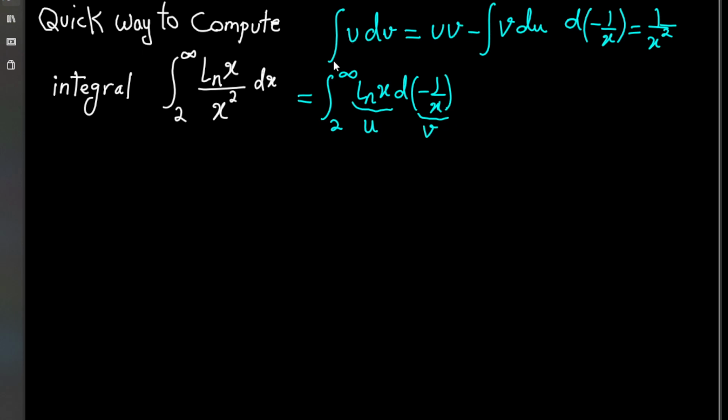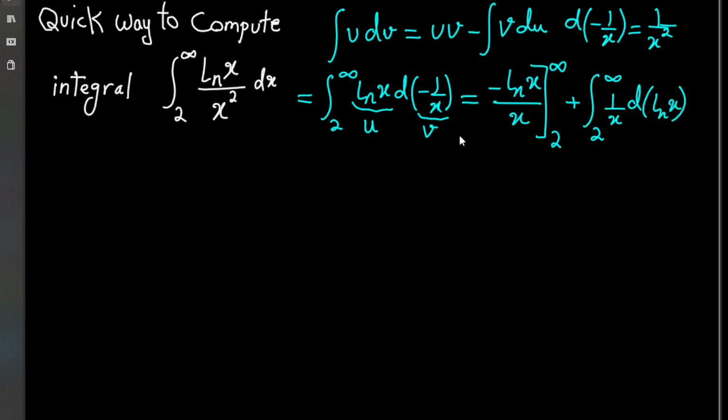So now we have the integral of u dv. I can restructure it in this form, and therefore it gives me uv, which is ln x times minus 1 over x, so negative ln x over x, from 2 to infinity, and then we have minus the integral of v du. v is minus 1 over x, so minus minus becomes plus, so we have plus the integral from 2 to infinity of 1 over x, and then du, which is d ln x.